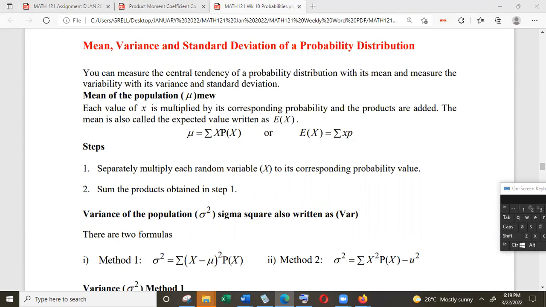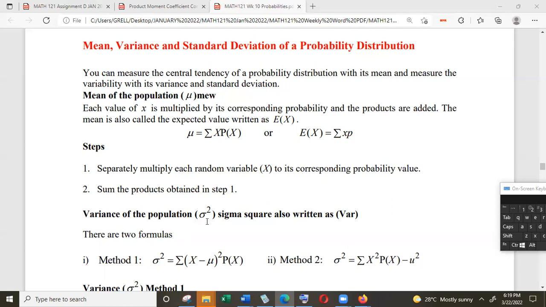The mean of the population, mean mu. Each value of x is multiplied by its corresponding probability value and the products are added. The mean is also called the expected value, written as E of x. So mu is equal to the sum of x times p of x, or E of x is equal to the sum of xp. Steps: separately multiply each random variable x to its corresponding probability value. Sum the products obtained in step 1.